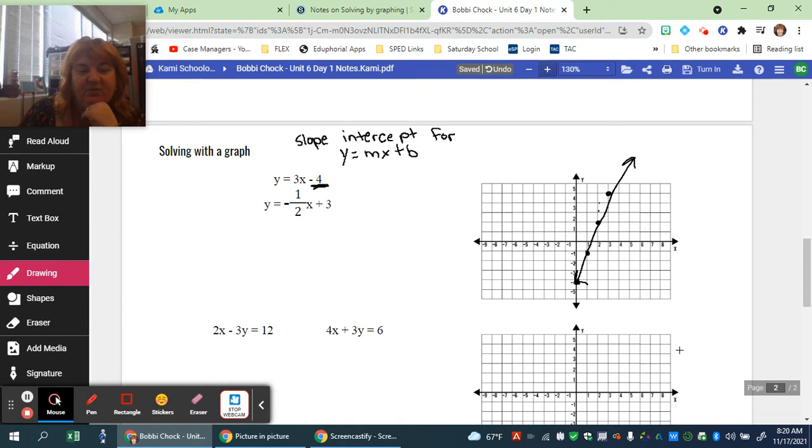Now let's graph this one. We're going to start on 3 because that's the y-intercept. This is the y. So we start on 3, and then we're going to go a negative 1/2. So we can go down 1 over 2. Oh, look, that's where they intersect. So we already have our intersection. Right here is our answer. (2, 2). That would be our answer.